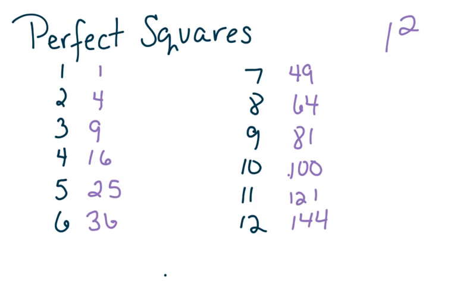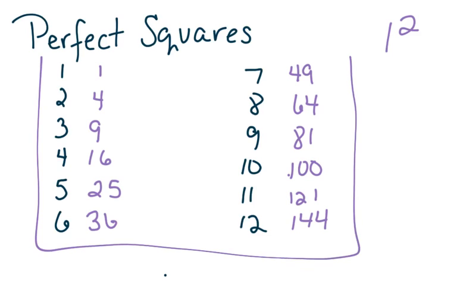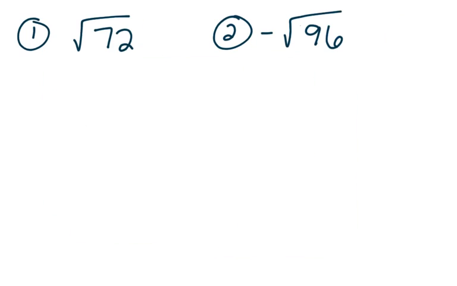So all of these should be things that you know. Those are your number sense. You need to know perfect squares because we're going to be simplifying radicals, and again, we need perfect squares in there in order to simplify. So let's go ahead and get started.